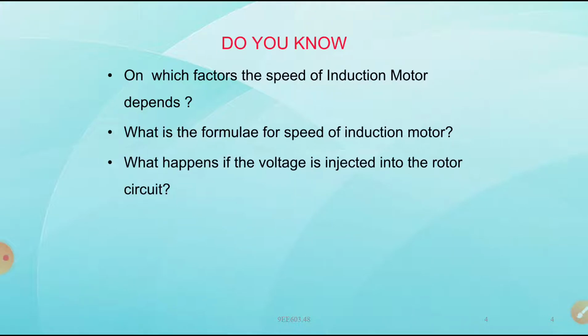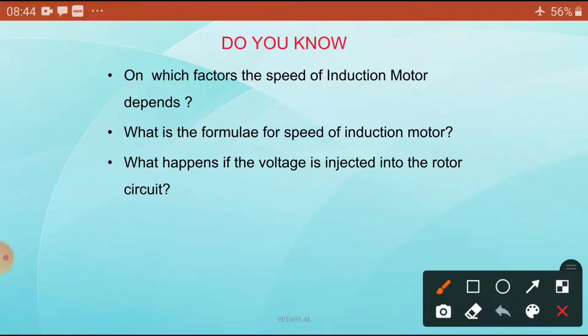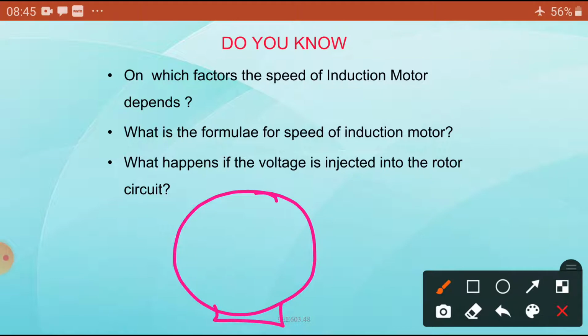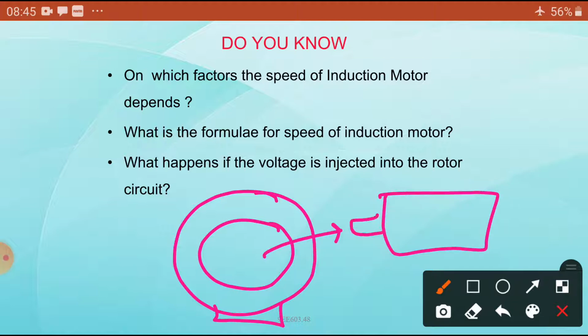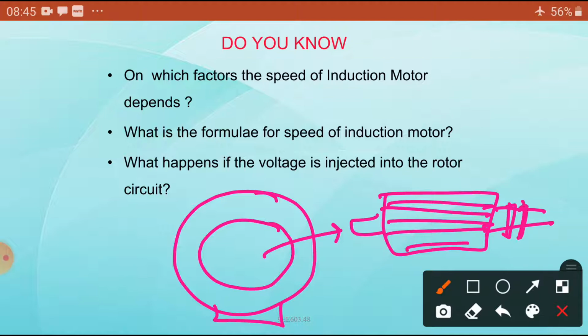What happens if voltage is injected into the rotor circuit? What is the meaning? Here you can see this is a stator and here is a rotor. If the rotor is taken out, we can see the rotor has the rotor winding and it has the shaft. There are 3 slip rings provided in the slip ring induction motor. It is connected in star and taken out through the brushes to the outside.